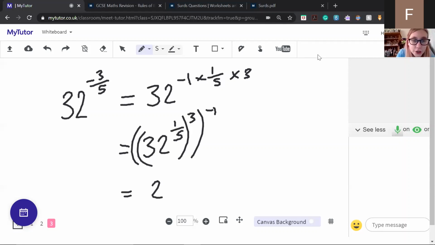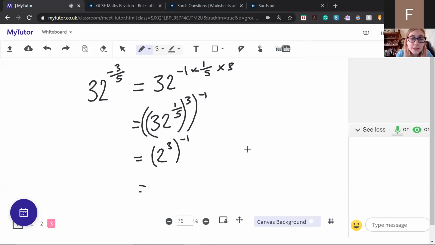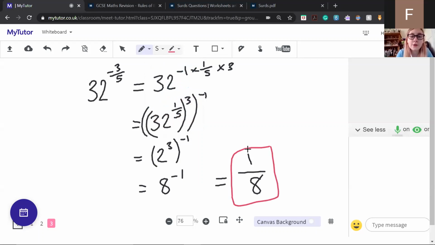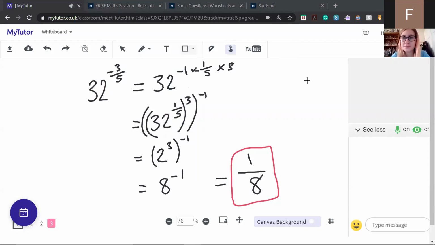So this is 2 cubed to the minus 1. And suddenly this looks a lot nicer. No big number, no fraction. So 2 cubed, that's 8. Put that minus 1 on. And 8 to the minus 1 is 1 over 8. So we've got this horrible random number to a horrible negative fraction, and we end up with something quite nice. Yeah, brilliant. Loads of people got that as well. So well done. Okay, great.